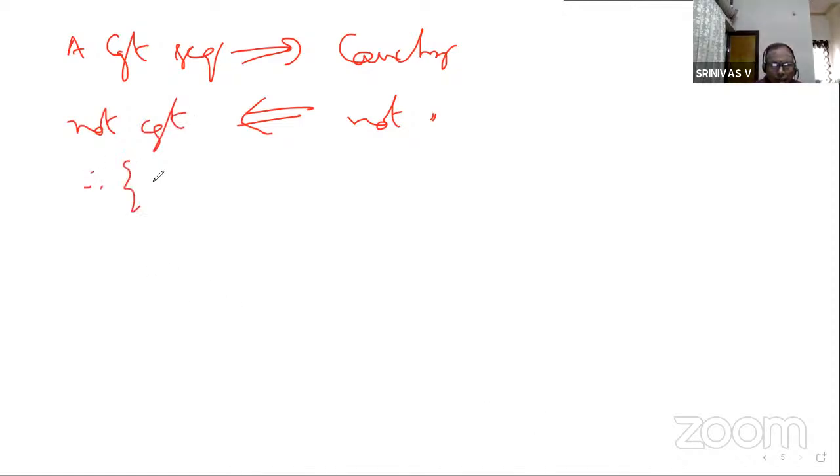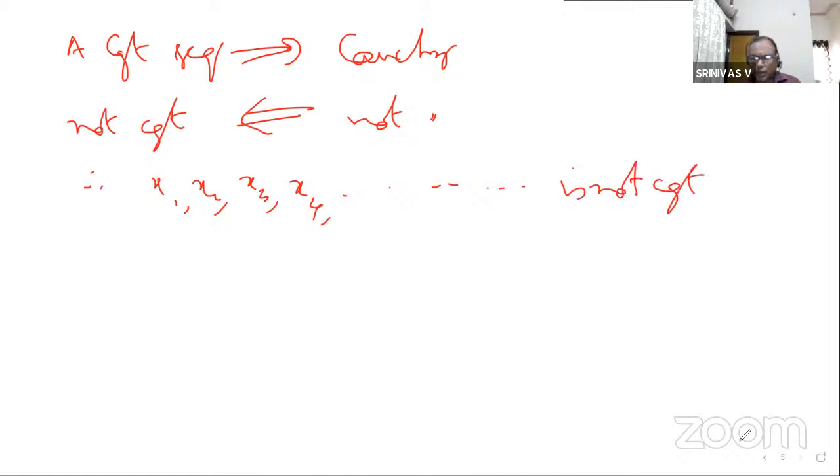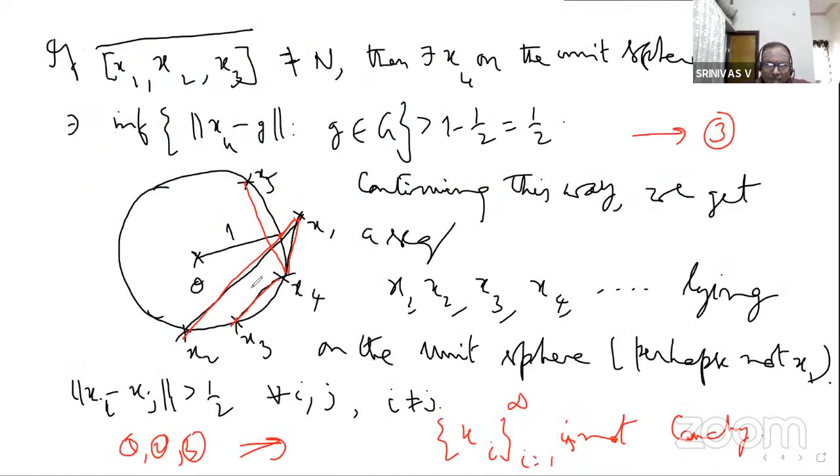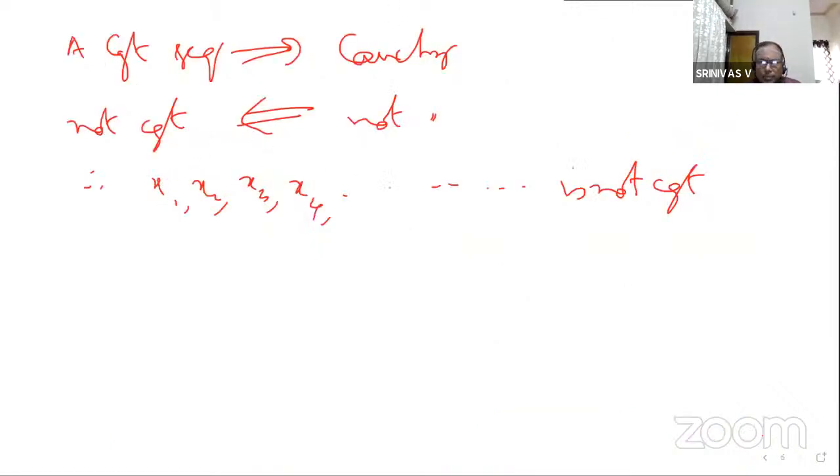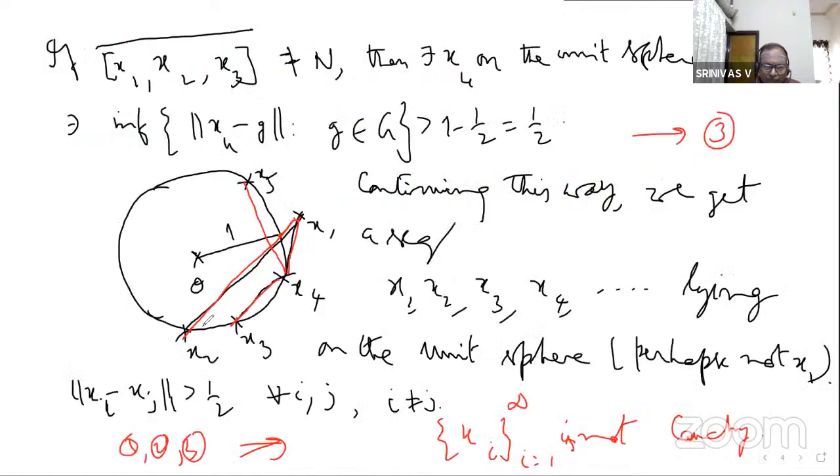So you will have x1, x2, x3, x4, and so on. The sequence is not convergent. So you are able to produce a sequence x1, x2, x3, x4, x5, and so on, which is not convergent. And you can leave x1, the initial term, but for the remaining terms, they are lying on the closed unit sphere.